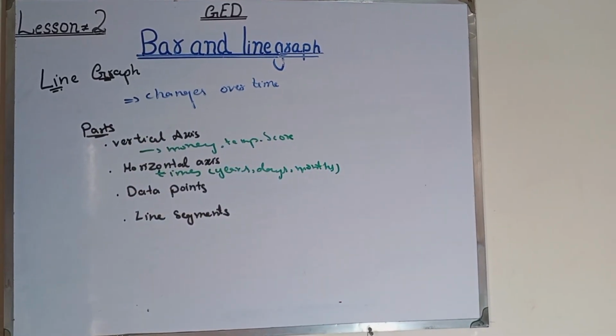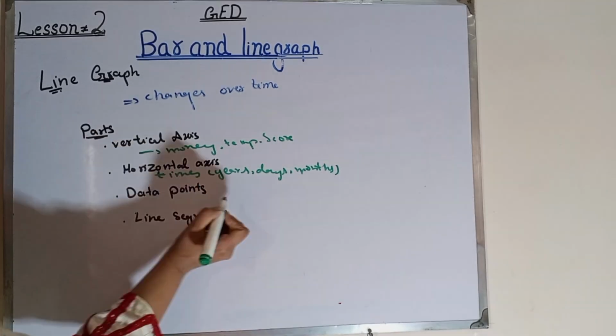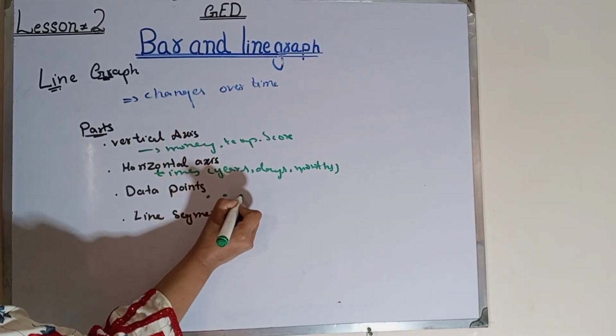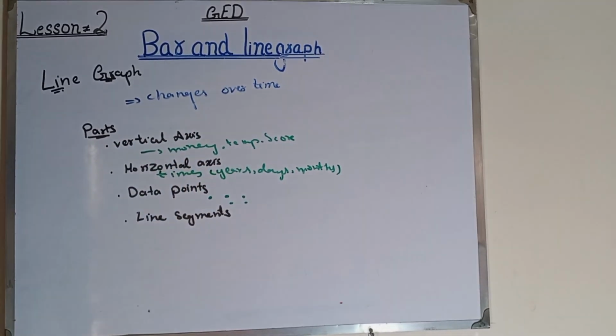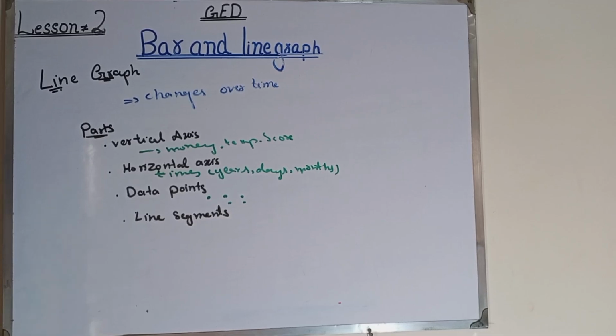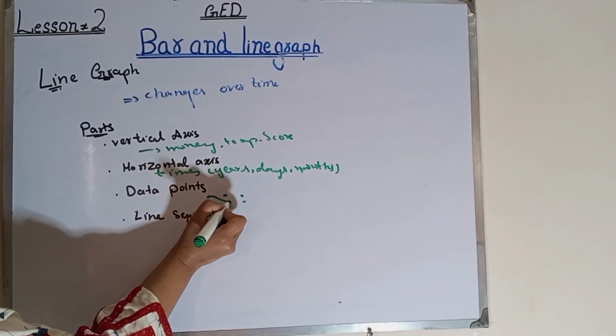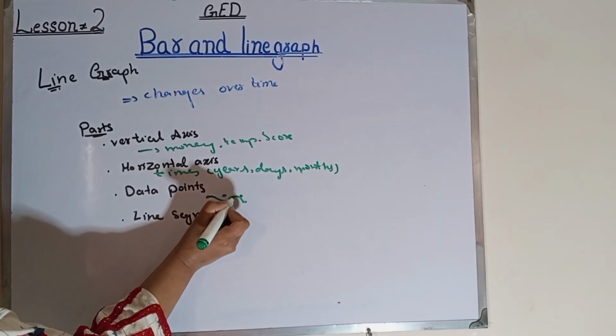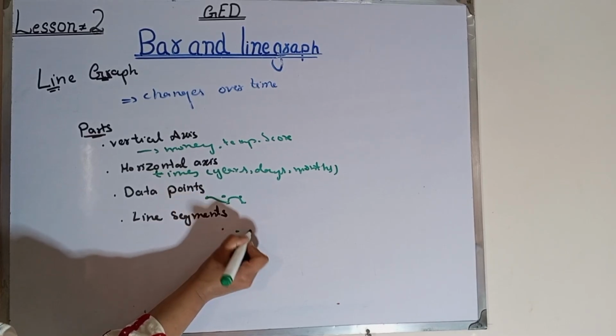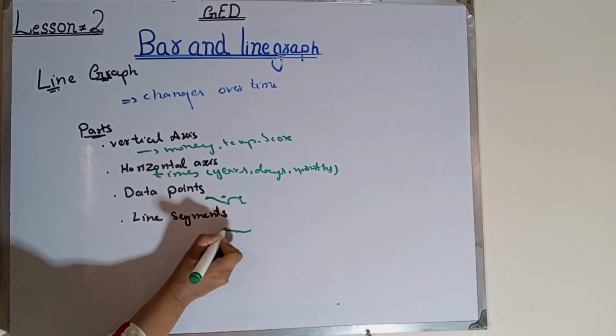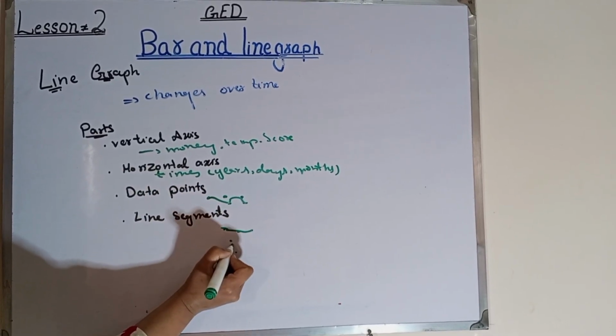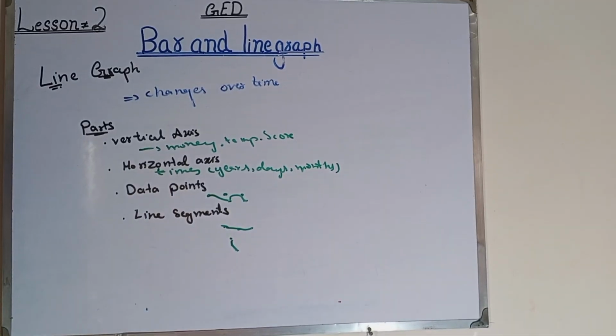Data point. Each value is marked with a dot, just like this. Dots are connected to show a trend, just like this. There's a dot, we connect it by this. There is a dot, we connect it by this. This is a line segment.